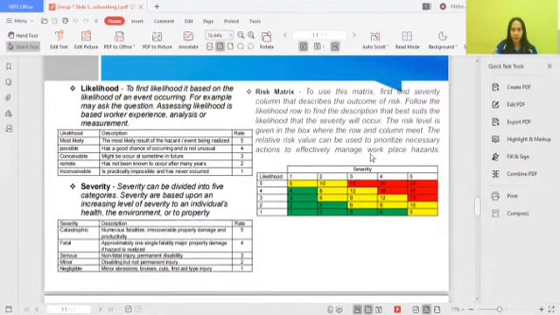The risk level is given in the box where row and column meet. The relative risk value can be used to determine the necessary action to effectively manage workplace hazards.